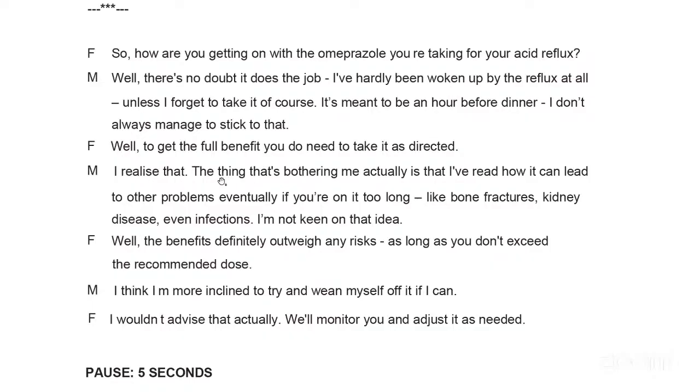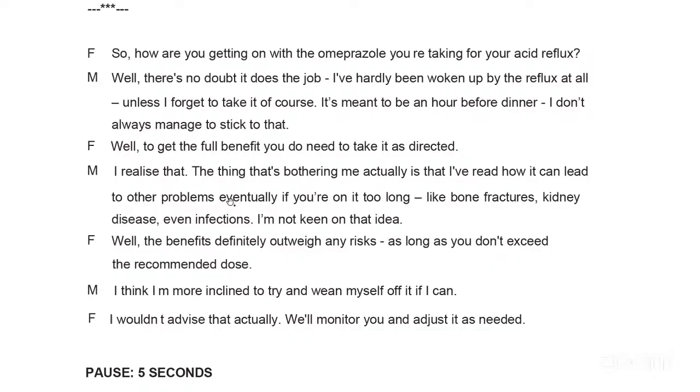So I realize that, but the thing that's bothering me actually, in reality, is that I have read how it can lead to other problems eventually if you are on it too long. Okay, so this is long-term impact, long-term effect, like bone fractures, kidney disease, even infections. I'm not keen on that idea. Well, the benefits definitely outweigh any risks, as long as you don't exceed the recommended dose. Okay. If you don't exceed the recommended dose, nothing will happen. The only long-term effects you can see here. It can lead to other problems, side effects.